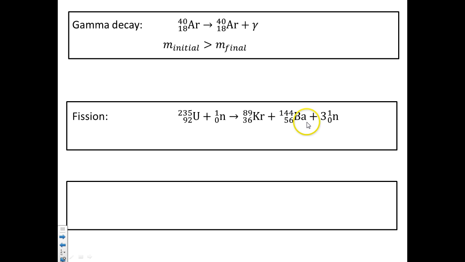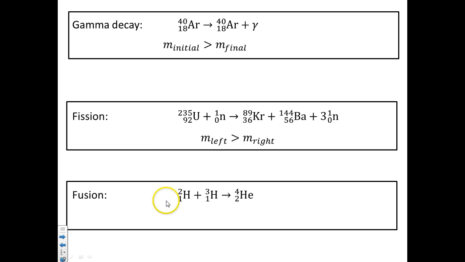Now here's an example of a fission reaction. If we compare, the left side has more mass than the right. That means that mass is being lost. And if mass is lost by the system, then the system loses energy, which means the system is emitting positive energy into the environment.